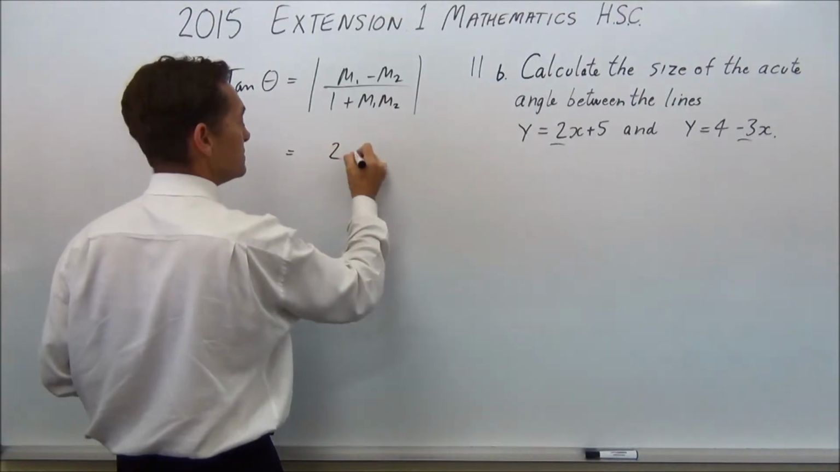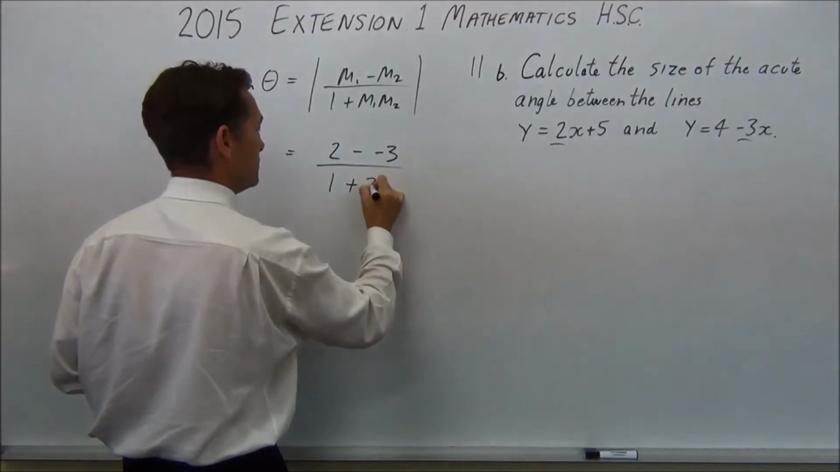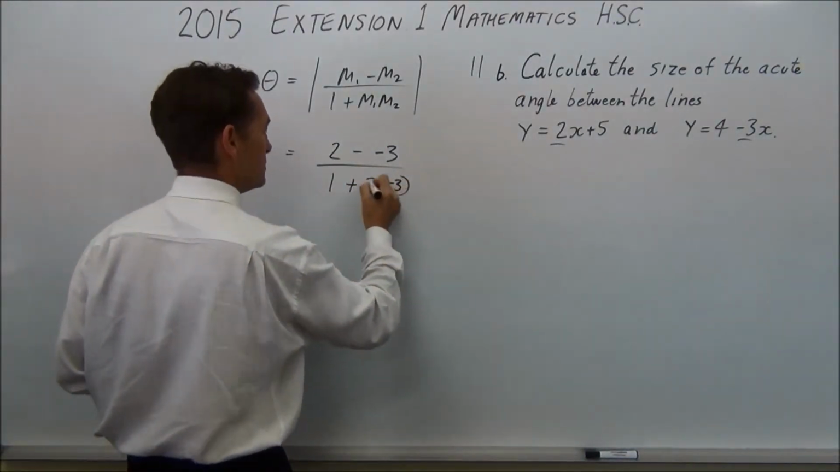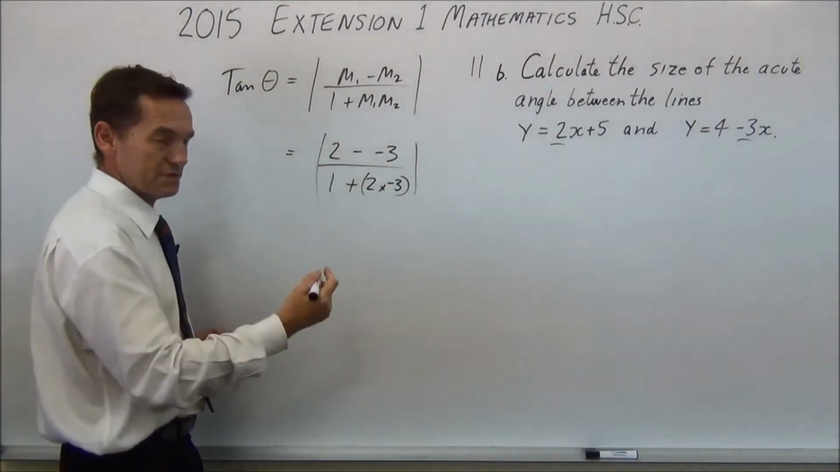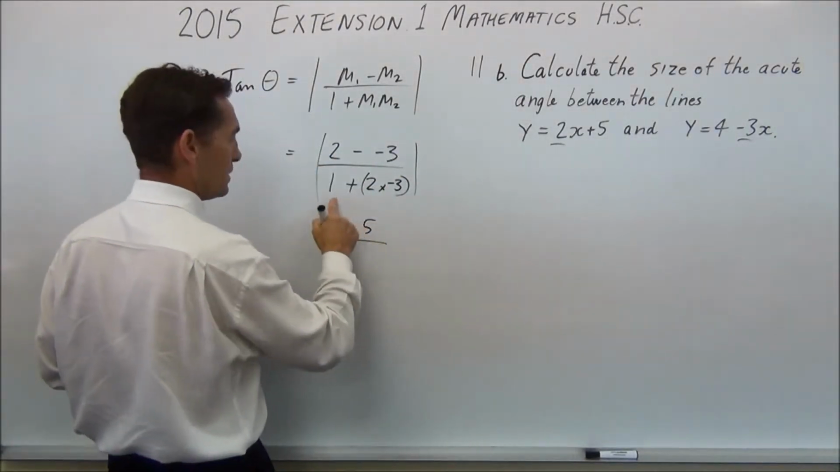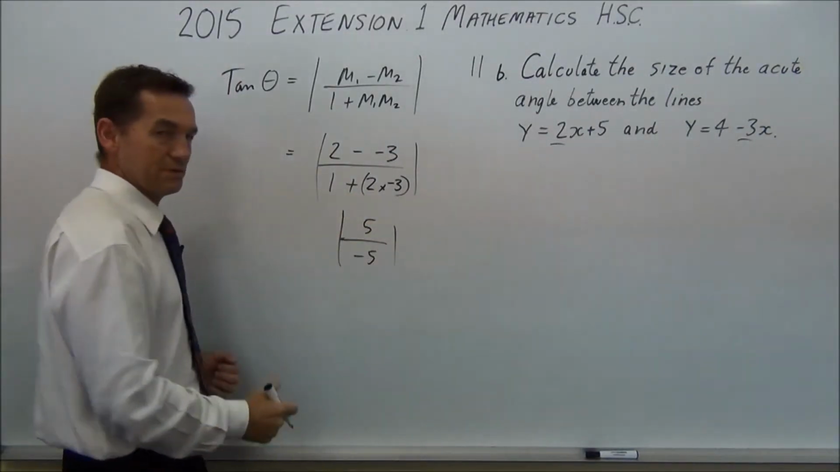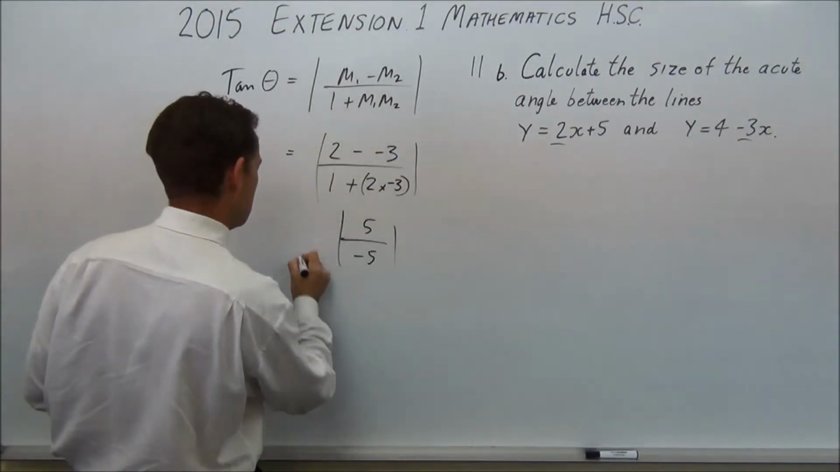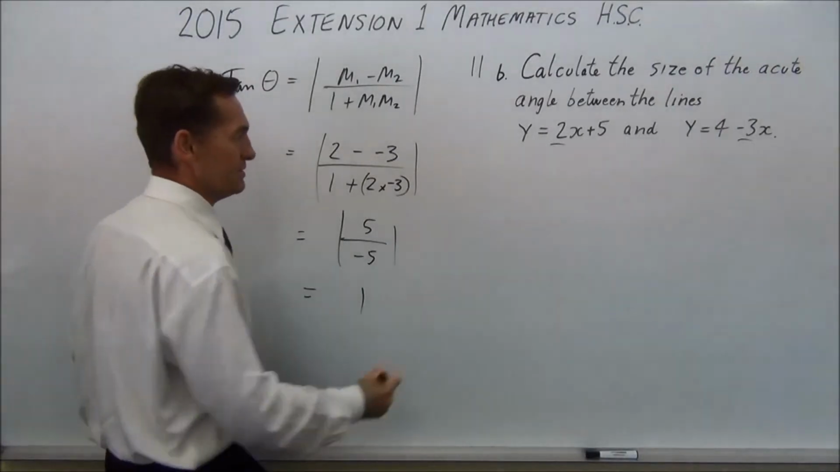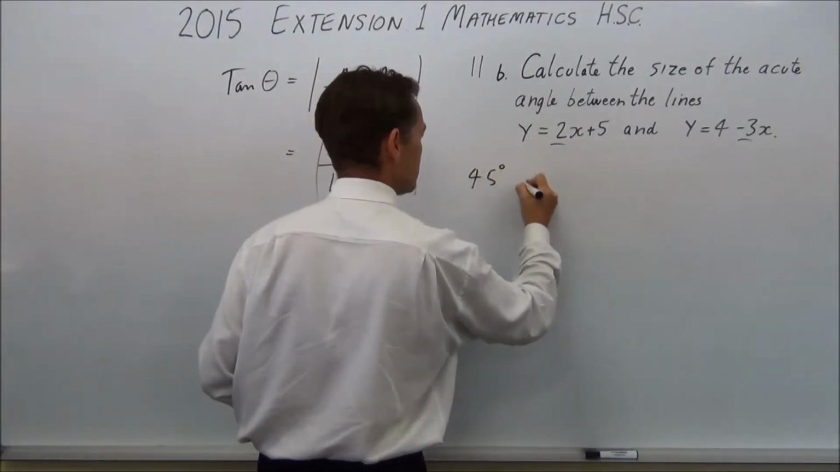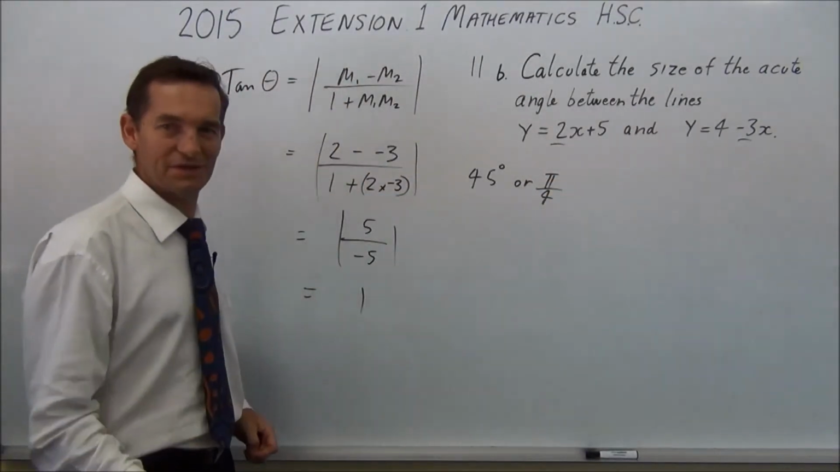So 2 minus 3 all over 1 plus 2 multiplied by minus 3, absolute value. 2 plus 3 is 5. 1 plus minus 6 is minus 5. Take the absolute value and you get 1. Shift tan 1 on your calculator and you get either 45 degrees or pi on 4, and you're done.